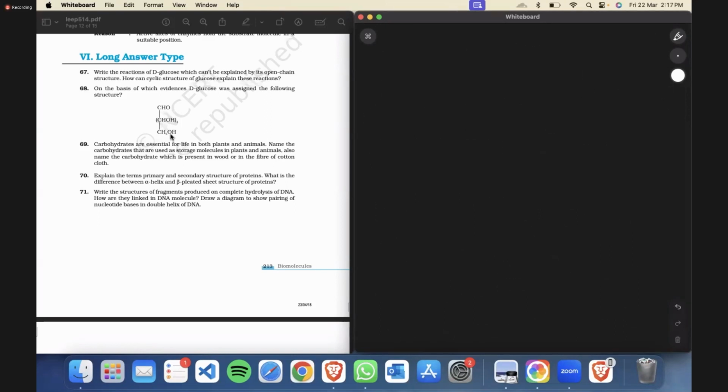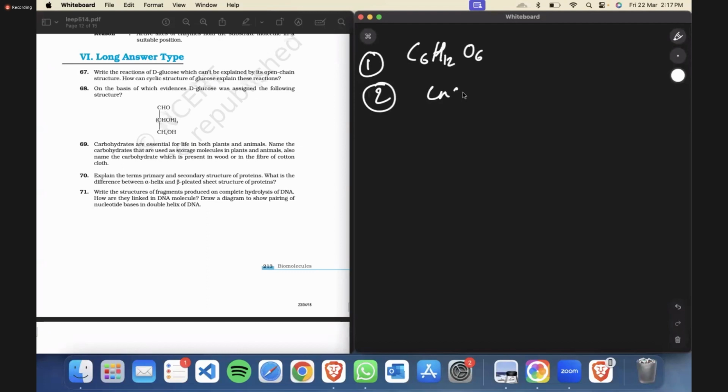On the basis of which evidence was glucose assigned the following structure? First of all, how do you assign a structure to a compound? The structure will be assigned on the basis of some of the evidence which you have. So first of all, number one, the molecular formula. You will know that the molecular formula is C6H12O6. Now, straight chain structure. First of all, you would assume that it is a straight chain structure.